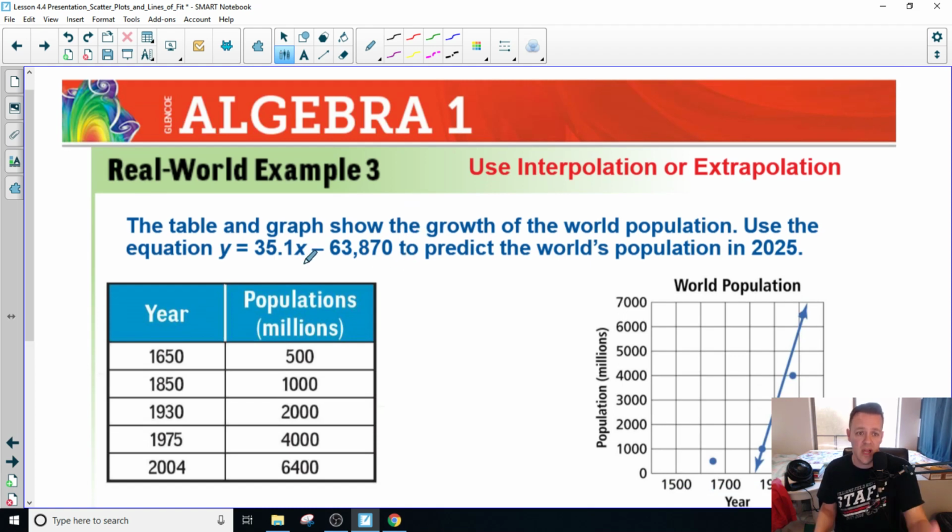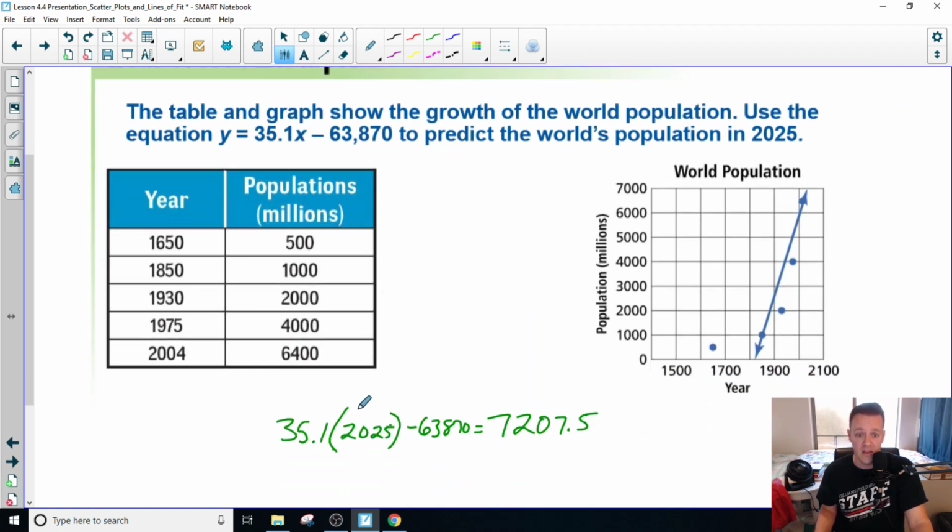So now it's the last 2 examples. They give you the equation. You just need to do a prediction model. So what you do is you plug in 2025 where x is supposed to be right here, put it in a calculator, and ladies and gentlemen, you get a population of 7,207, but we know that's in millions, so that'd be like 7 billion people. All right, 2025, if that's the prediction model, then sure, that'd be the way it goes, okay?